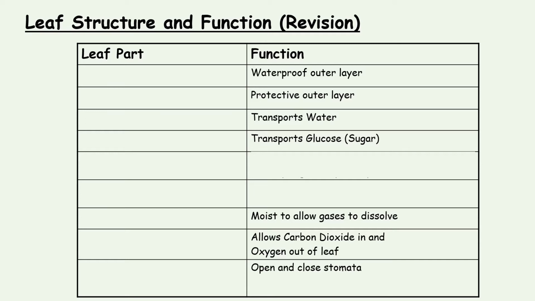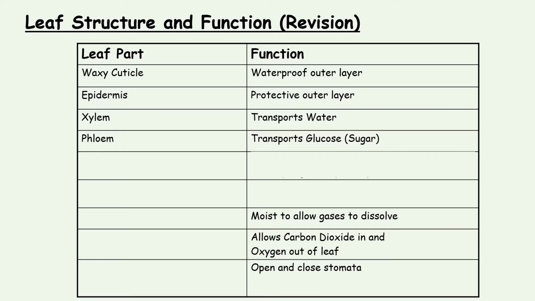So the waterproof outer layer will be your waxy cuticle. Your protective outer layer, which is transparent, will be your epidermis. So your upper one obviously is at the top and your lower one will be at the bottom of the leaf. What transports water in a leaf will be your xylem vessel, and what transports glucose sugar will be your phloem.